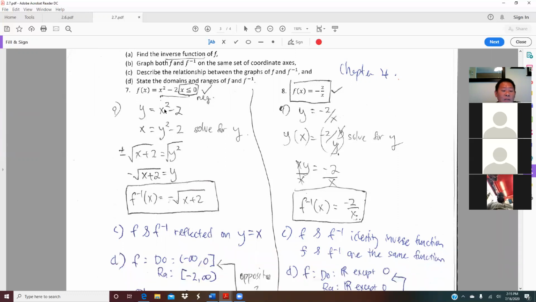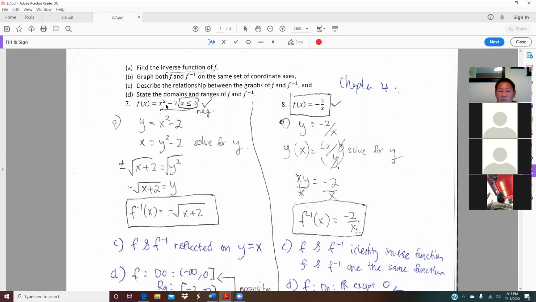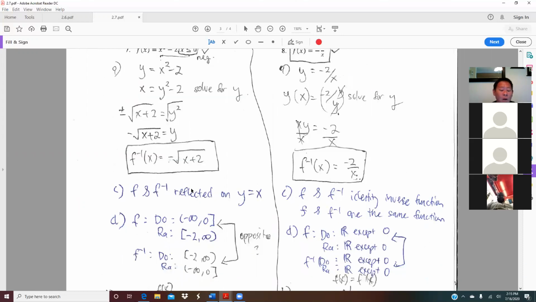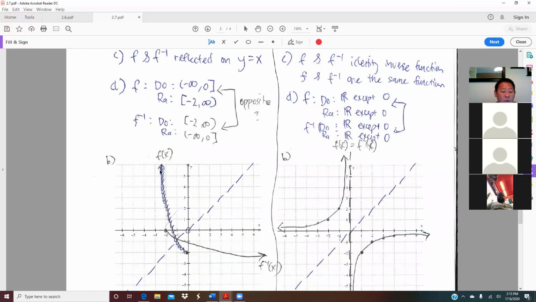For x squared minus 2, if you remember your transformations, x squared is a parabola, and minus 2 means you go down. So you have x squared here, and you go down 2. Usually the parabola is a whole parabola like this, but I only take this side because the domain says I only take the negative side.